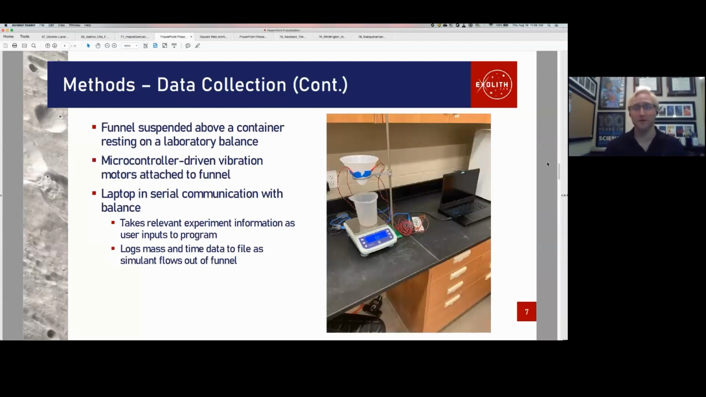Next slide, please. Shown here in the picture on the right is our testing equipment. During each experiment run, cumulative mass data is sent from a serial communications capable laboratory balance to a laptop that logs this data along with the time that has elapsed since flow began. Next slide, please.